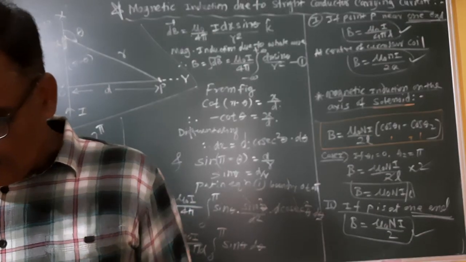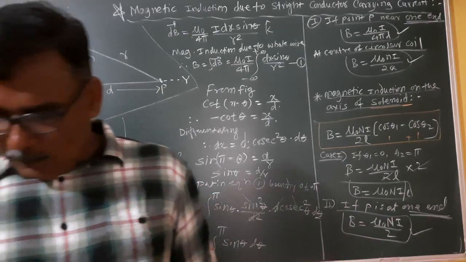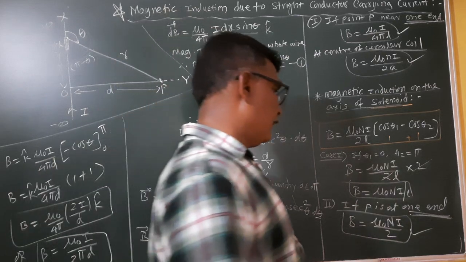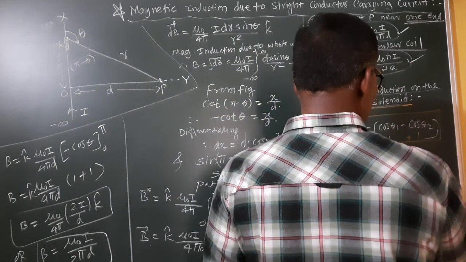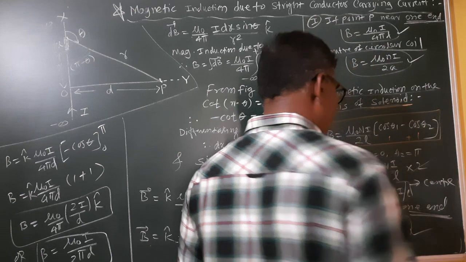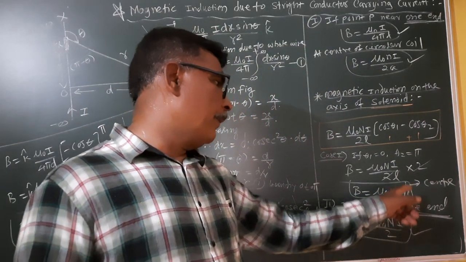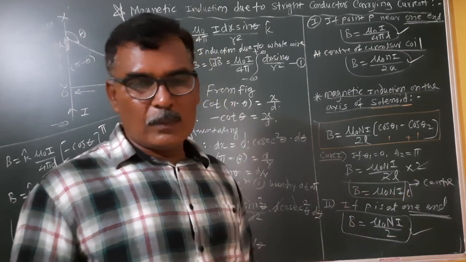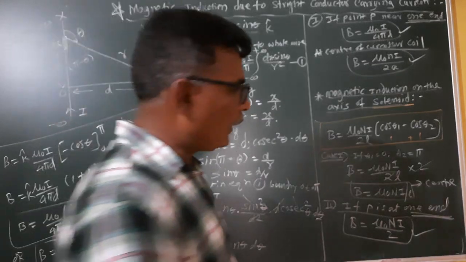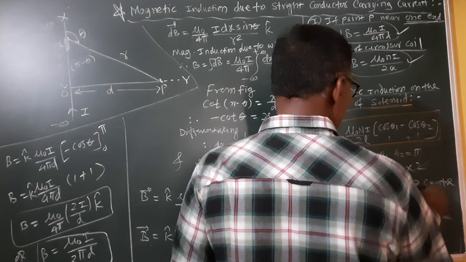This can be taken as the center of the long solenoid, and this is for one end. Mu 0 N I upon L. N by L is nothing but small n, and this can also be written as mu 0 n I.